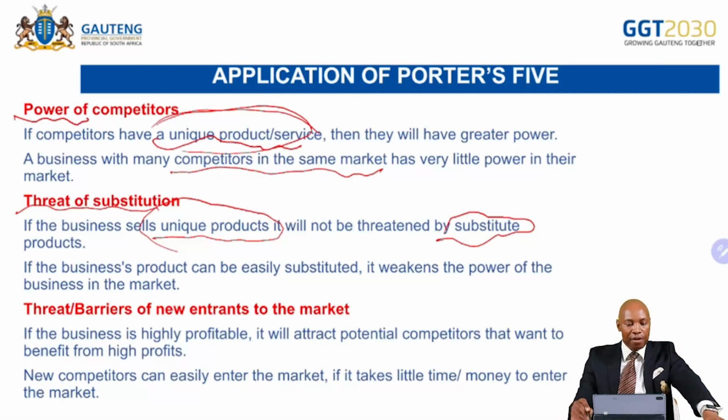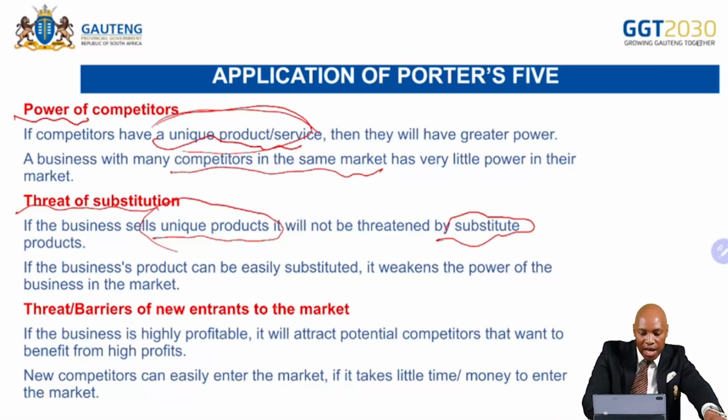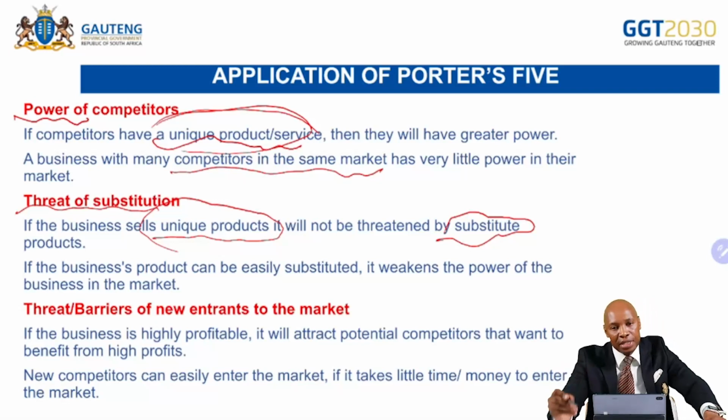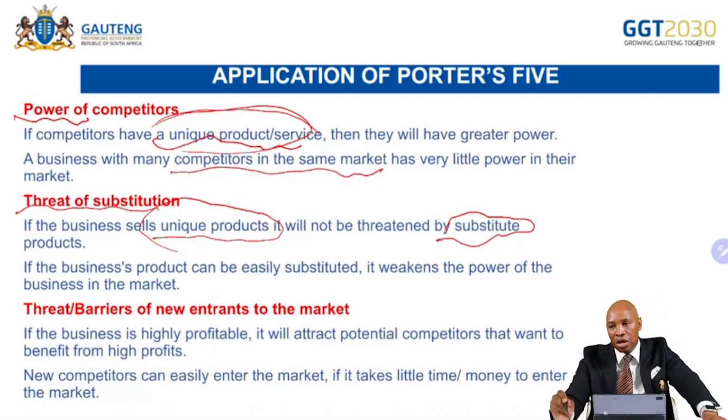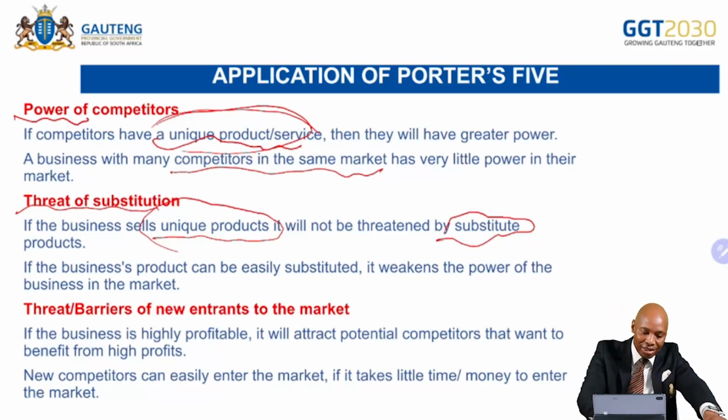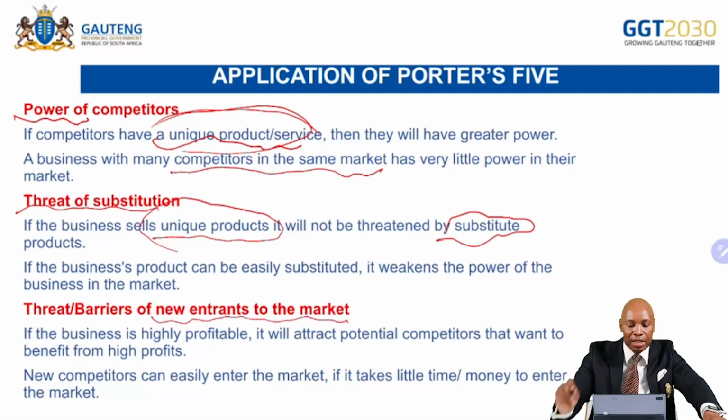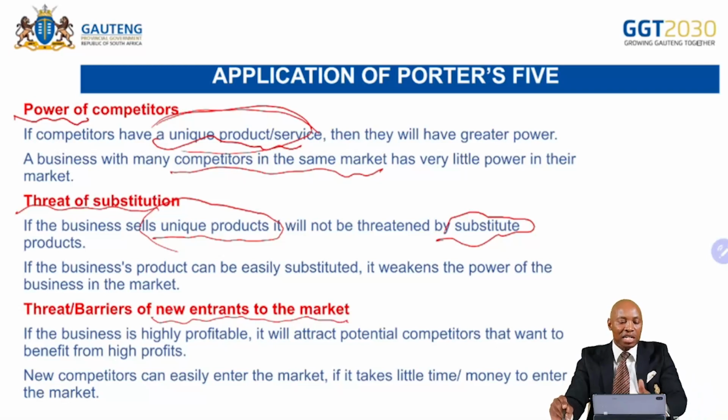Then we have threat of new entrants to the market. Candidates, I'm repeating again. It is important that when you write this Porter's 5 forces model, you write the forces the way they are given in your notes. Please write threat of new entrants to the market. That is important. You can't just write it incomplete, otherwise you're going to lose marks.